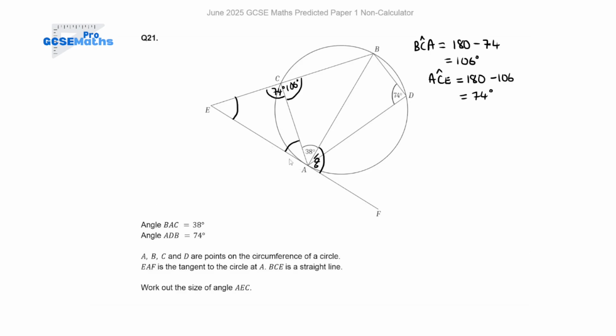If that's 106, you see how obviously EAF is a tangent. That means it's a straight line. So BAF, let's write that, is 106. That's due to alternate segment theorem. You don't have to explain it more than that. If they ask for reasons, just write down alternate segment theorem.